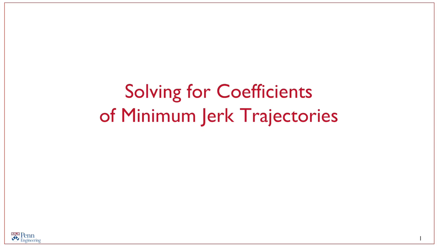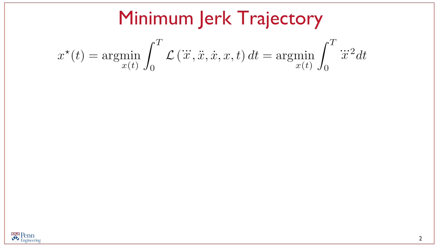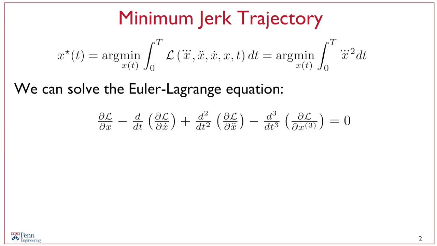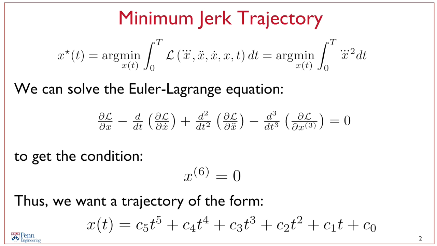In this segment, we'll talk more about how to find the coefficients of a minimum jerk trajectory. Recall that we can find the minimum jerk trajectory by solving the following minimization problem. By using the Euler-Lagrange equation, we find that a necessary condition for the minimum jerk trajectory is that its sixth derivative must be 0. This leads us to conclude that a minimum jerk trajectory takes the form of a fifth-order polynomial, which has 6 unknown coefficients.